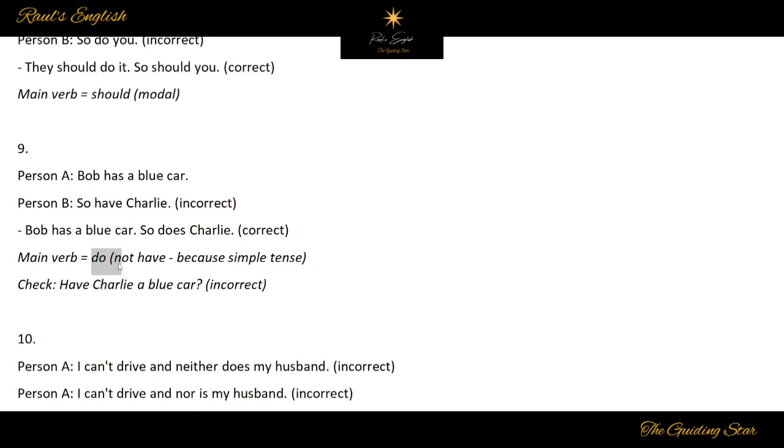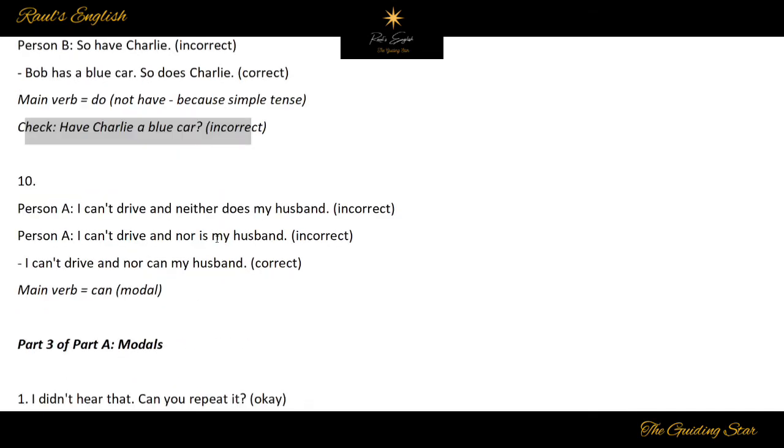It's simple tense. How do you check it? Suppose you are confused. "Bob has a blue car." Suppose you think the main verb is "has," and then you write the answer. Person B says "so have Charlie." So how do you check it? Just make a question out of the statement. Every statement can have a question, right? So what would the question be? "So have Charlie a blue car?" No, that's not correct. "So does Charlie have a blue car?" That would be the correct sentence. Hence, "so have Charlie" is incorrect. Always check your answers by constructing questions, or check your questions by giving the answers or statements.